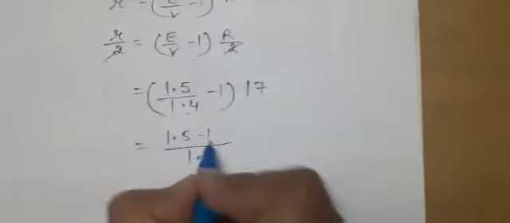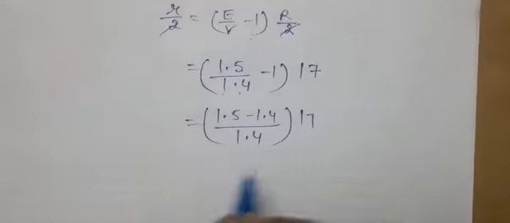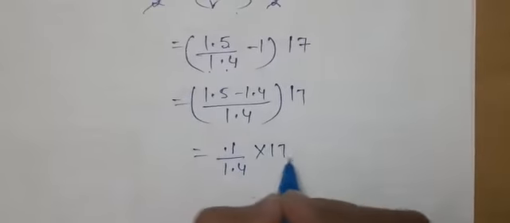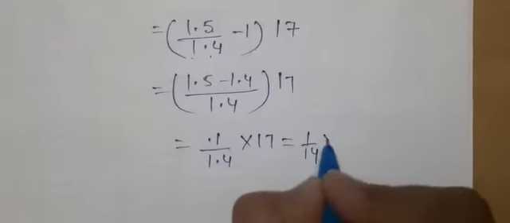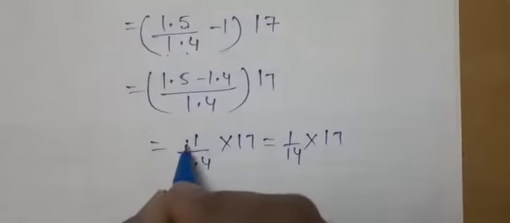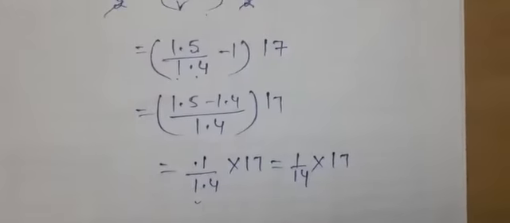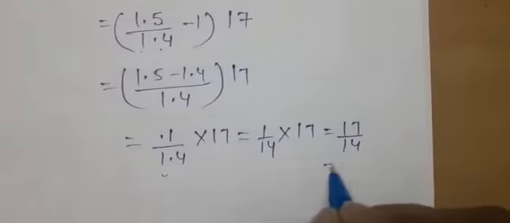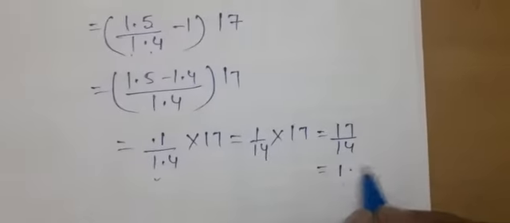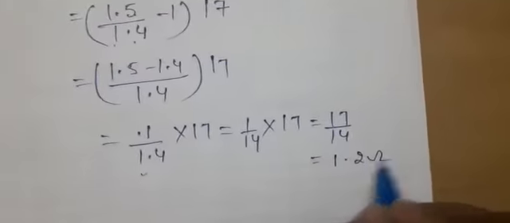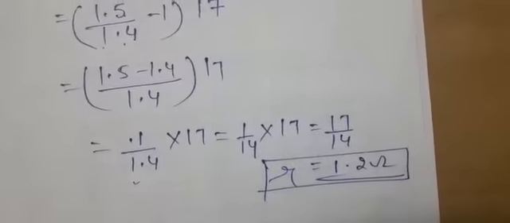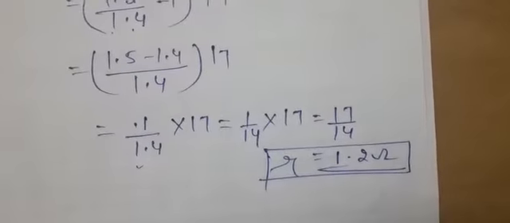So if you will take its LCM, this is 0.1 upon 1.4 into 17. This is 1 by 14, the 0.1 decimal place I will take, divide by 10 in each, it will cancel out. So directly when you will solve it, this comes out to be 1.2. Yes. So this is the internal resistance of each of the cells which are connected in parallel.